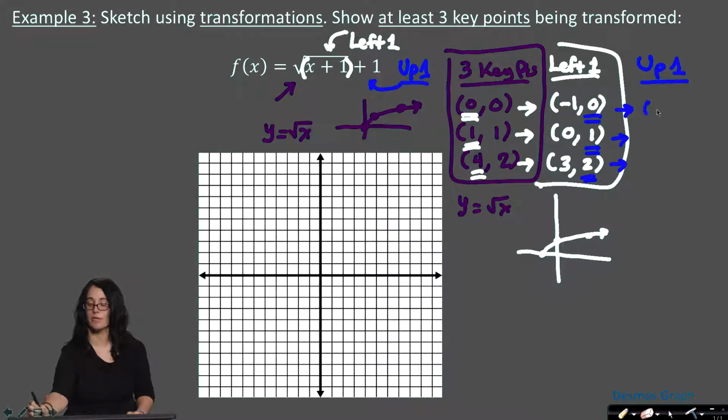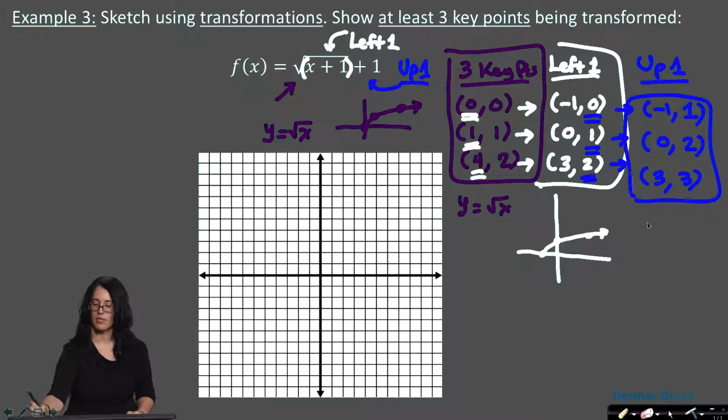So instead of negative 1, 0, I'm at negative 1, 1. Instead of 0, 1, I'm at 0, 2. And instead of 3, 2, I'm at 3, 3. And this should be the equation for y equals the square root of x plus 1, plus 1 outside. So let's look at our graph here.